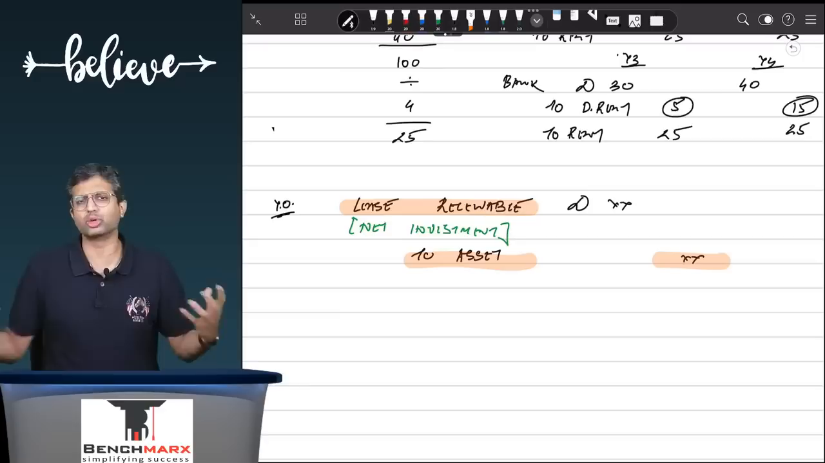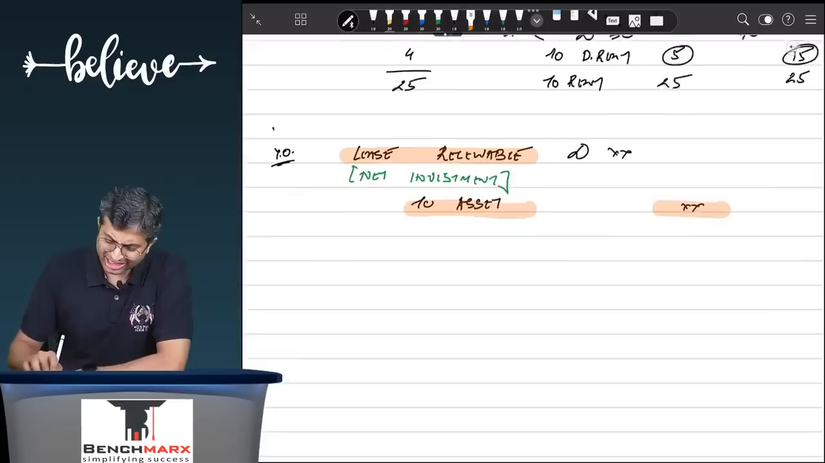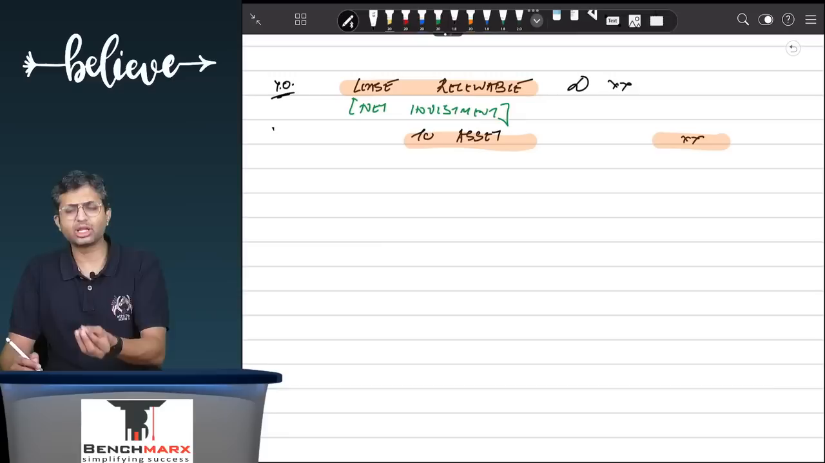So you will recognize finance income in each of the years. In each of the years, you will recognize finance income and a lease receipt. Now, your entry in each of the years will be, let us say, lease receivable account debit to finance income, and then bank account debit to lease receivable.